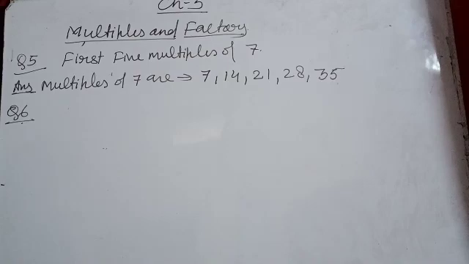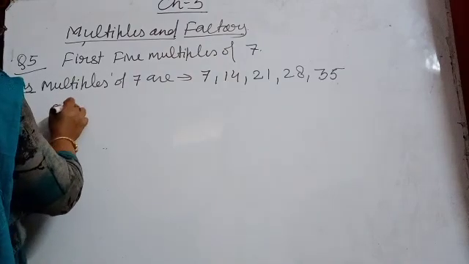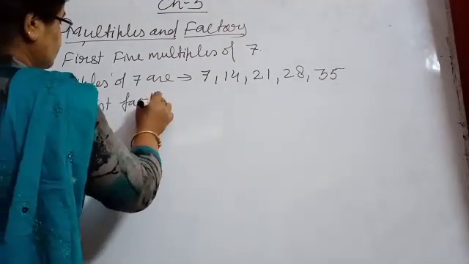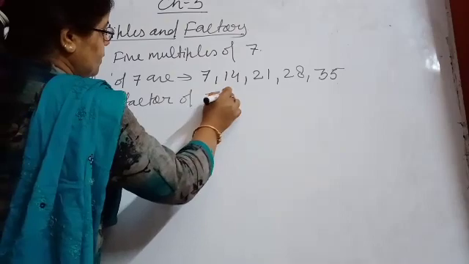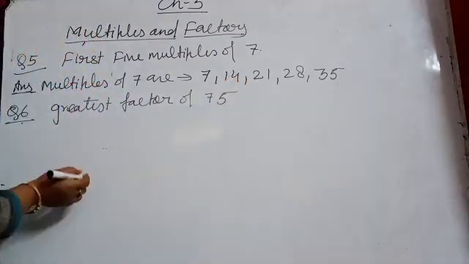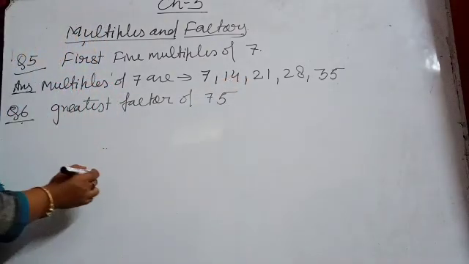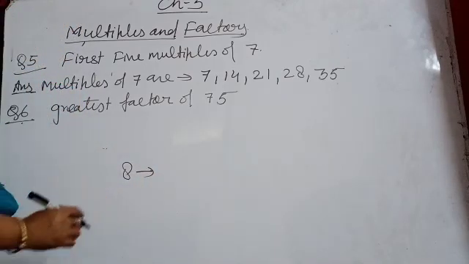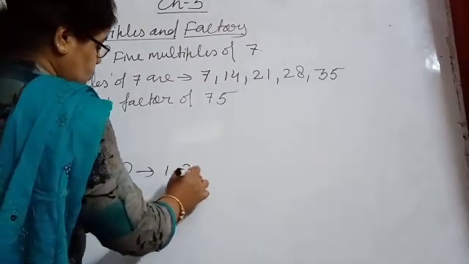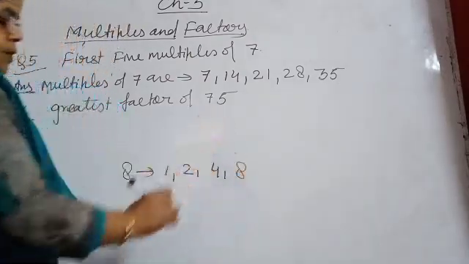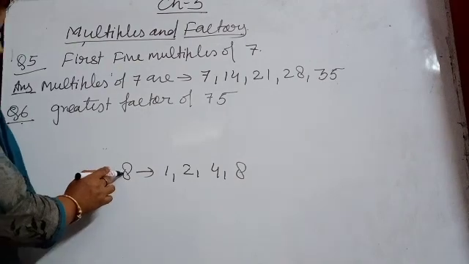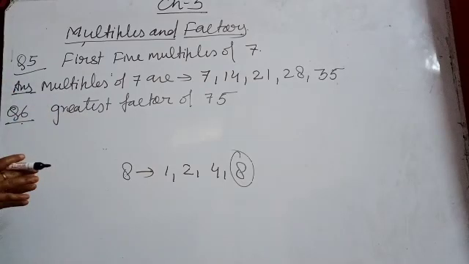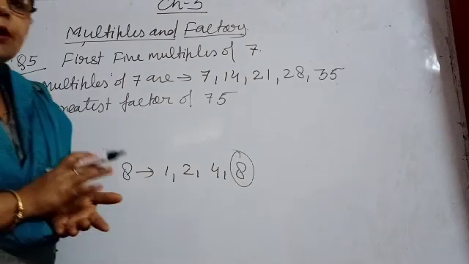Question number 6. See that. Write the greatest factor of 75. Just tell me. Just now, that is not the answer. In the previous question I found that the factors of 8 are 1, 2, 4 and 8. Okay. So what is the greatest factor of 8? 8. So for every number, the greatest factor is always the number itself.